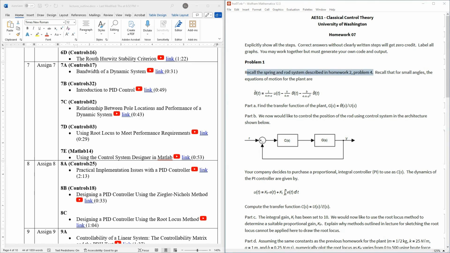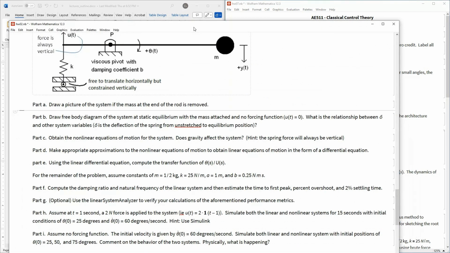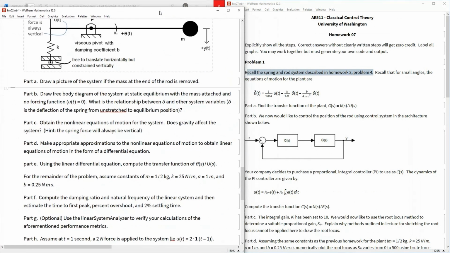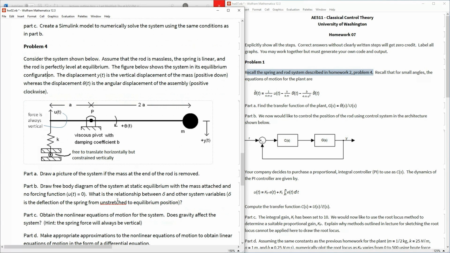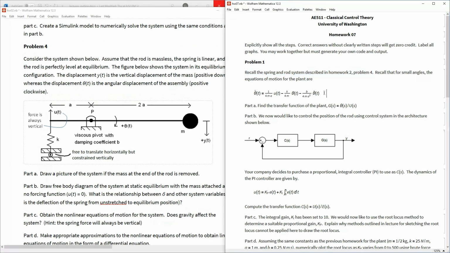In fact, let me pull that up, and maybe I can put this over here on this side of the screen. You remember this system in homework 2, problem 4? We had this sort of mass spring damper effectively, but it was this rotating mechanism, and we did all this analysis. We built a Simulink model of it. We took a small angle approximation and made a linear model of it. Well, that's what this was, right? We said that you have a linear second order system if you're only looking at small angles.